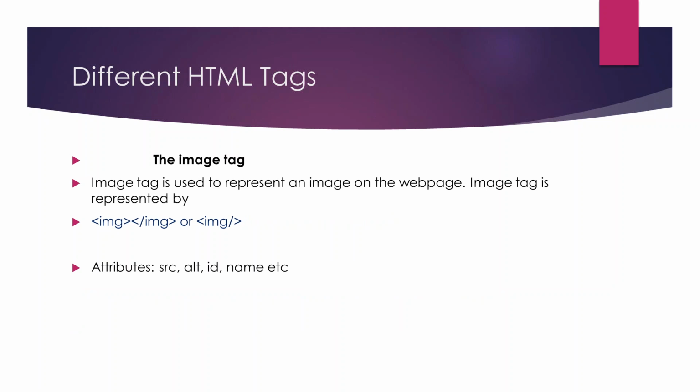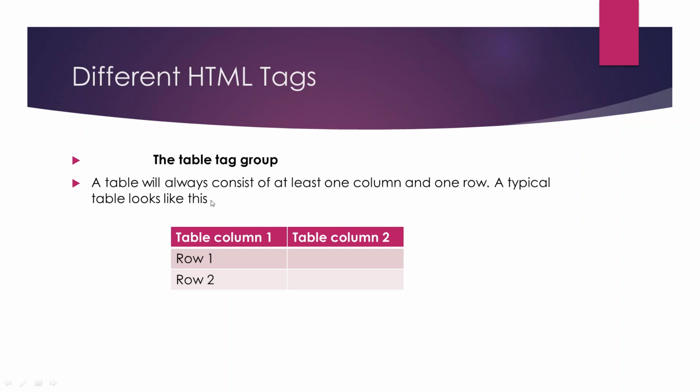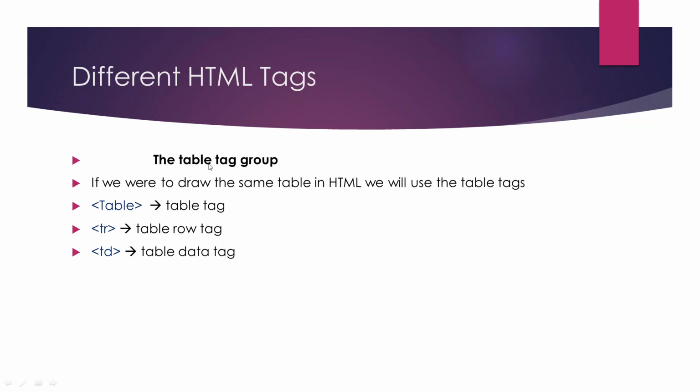Next, for images, you can write like this. Attributes of the images: source, id, name, etc. These are called image tags. I'll give an example, then you'll understand the meaning of this. How to create tables, I'll show you right now. Next, the table tag group: table, tr, what is tr? Table row. td, table data.